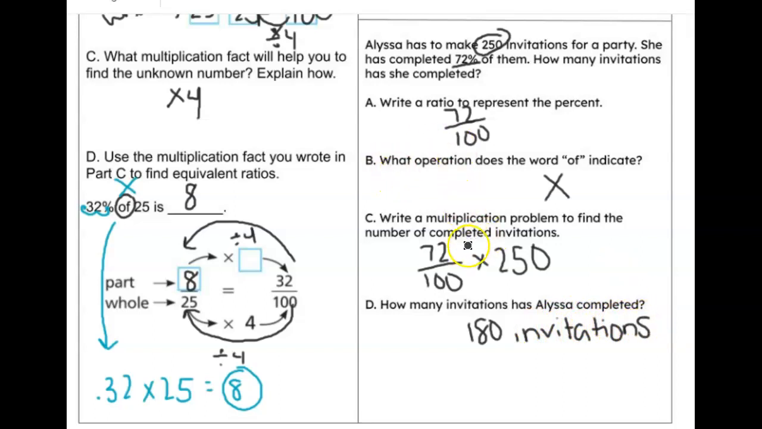So all I'm going to do is I take my percent, I write it as a fraction, and then I multiply it by the total that it's out of.